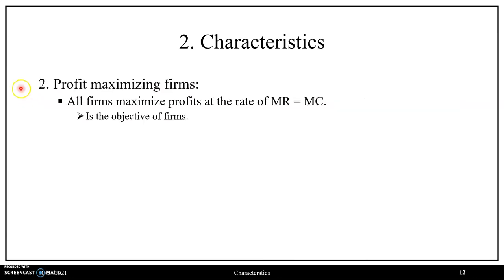Moving on to our second characteristic, profit maximizing firms. This is just importing our behavior of firms into our market structure, in which the objective of firms is to maximize profits, and they'll do so where marginal revenue is equal to marginal cost. Similar to what we did with prior market structures, we also import our behavior on consumers, who are utility maximizers, maximizing utility where the marginal rate of substitution is equal to the price ratio.